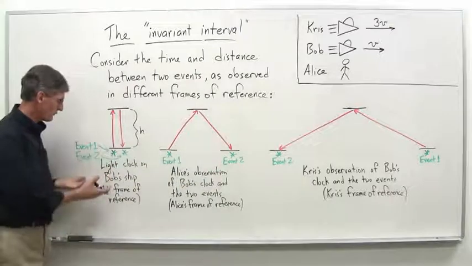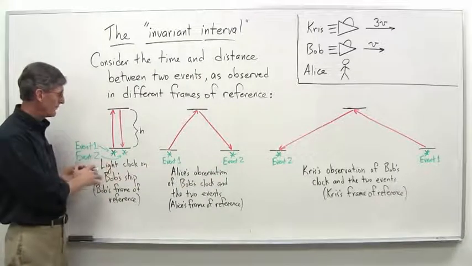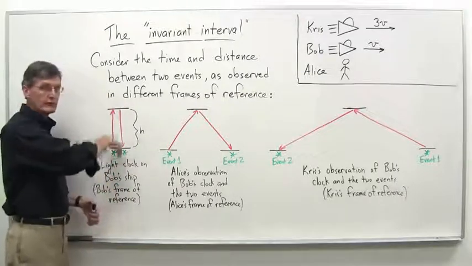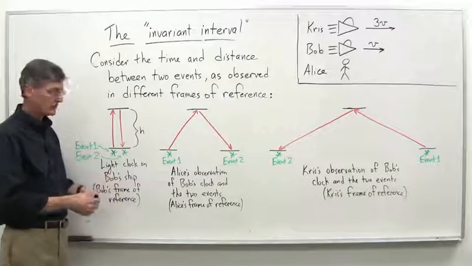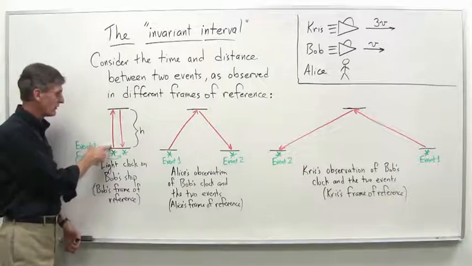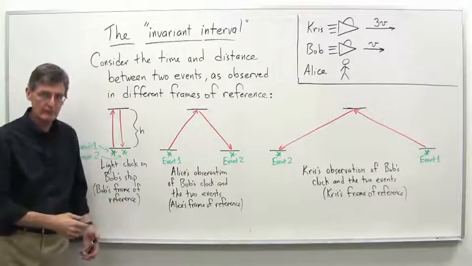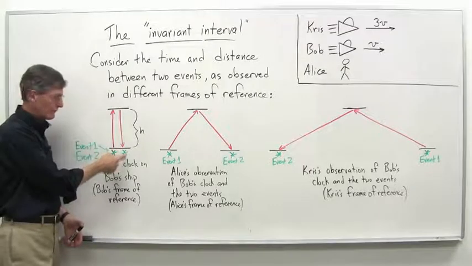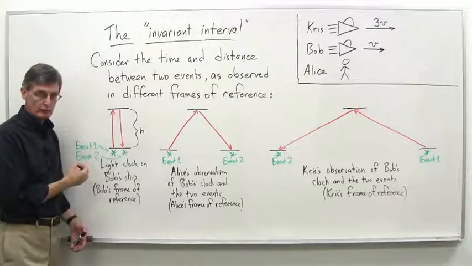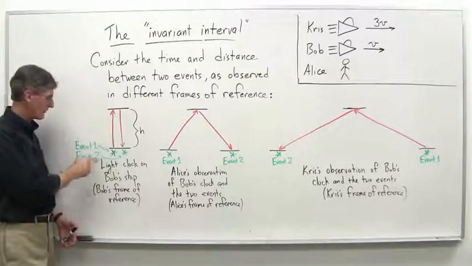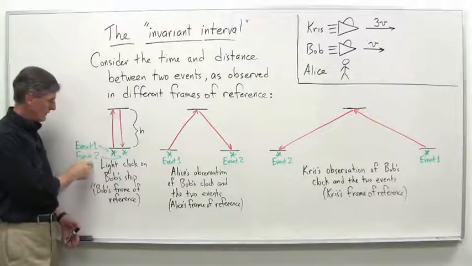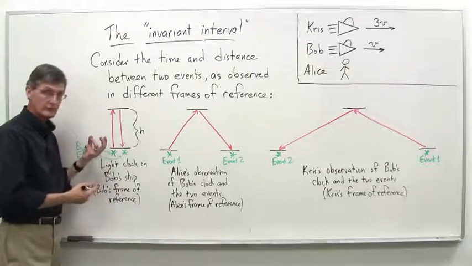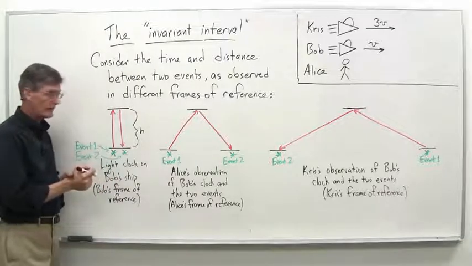On Bob's ship, we're going to look at a light clock that he has, and from his perspective, of course, he's just stationary. He sees the light clock bouncing up and down. The two events we're going to consider are when that light pulse starts going up, maybe a little flash of light to indicate the light pulse is going up, and that's event 1. The light pulse hits the top mirror and then comes back down and hits the bottom mirror, and that will be event 2, maybe with another little flash of light. According to Bob, those were the two events.